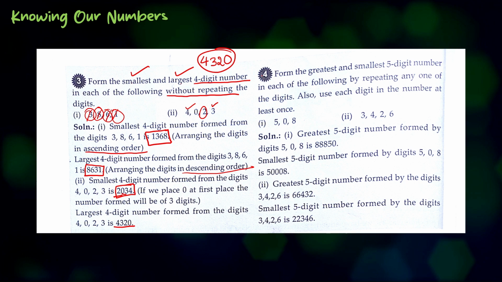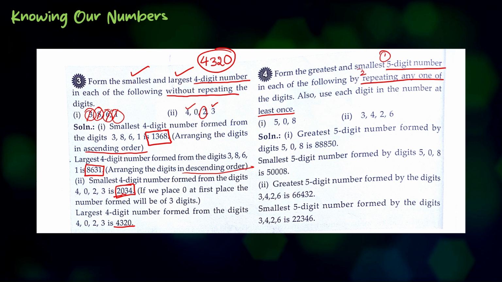Now let's solve question number 4. Form the greatest and smallest 5-digit number in each of the following by repeating any one of the digits. Okay, any one of the digits. So also we use each digit in the number at least once. So we have to use all these 3 numbers, and one can be repeated many times. So that's the criteria, and it should be a 5-digit number. Okay, so these are the 3 criteria we have to remember.